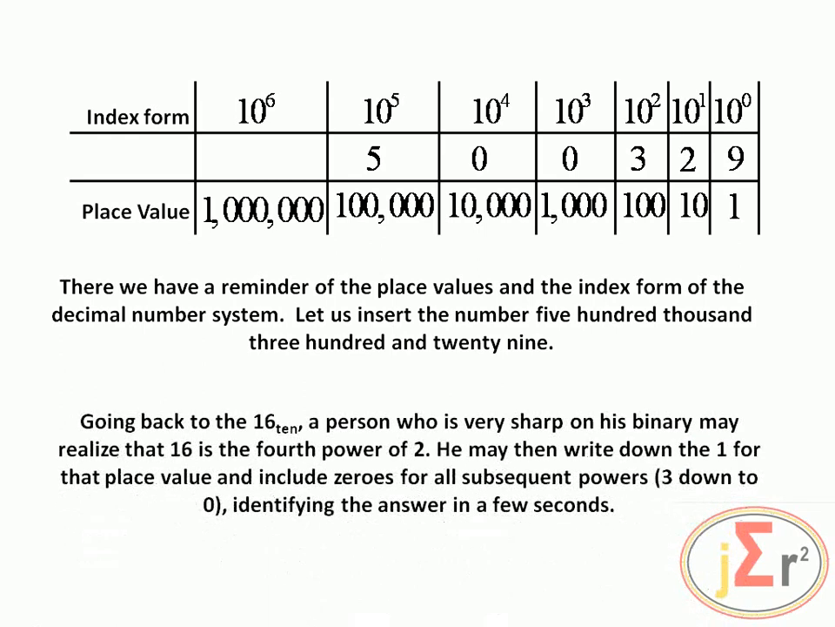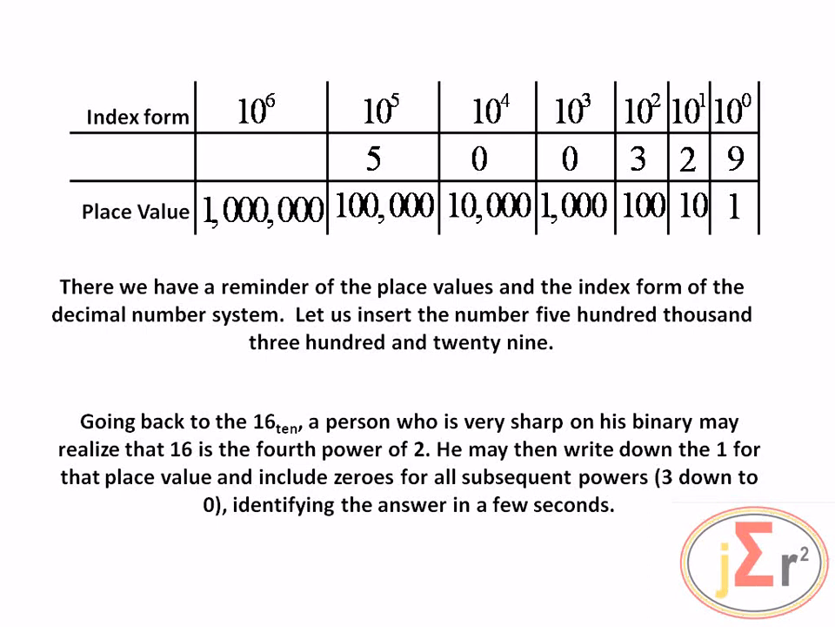Go back to 16 base 10, the one that is in the statement of the problem. A person who is very sharp on his binary may realize that 16 is the fourth power of 2. He may then write down 1 for that place value and include zeros for all subsequent powers. And of course, we're talking about the powers 2 to the power of 3 down to 2 to the power of 0. And because he's very sharp, he's identifying the answer in a few seconds.